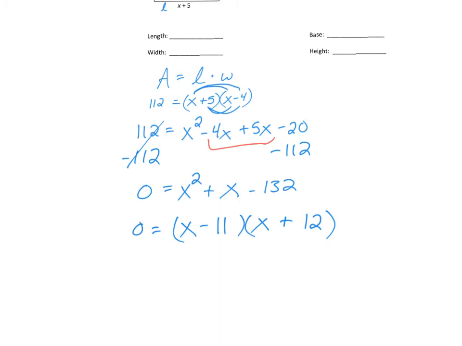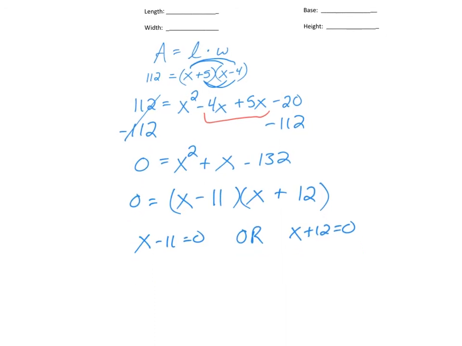Okay. The last step would be to set them equal to 0. So x minus 11 equals 0, or x plus 12 equals 0. And you solve these. You solve the one on the left, you would add 11, and you would get x equals 11, or solve the one on the right, you'd subtract 12, and you would get x equals negative 12. So these are the possible answers.